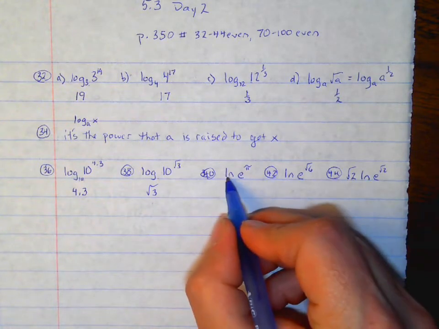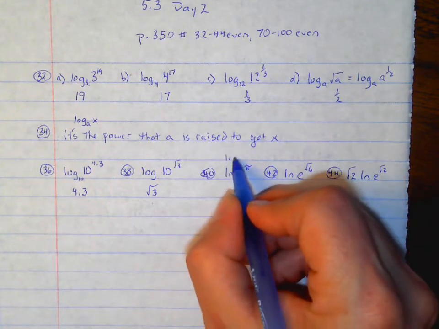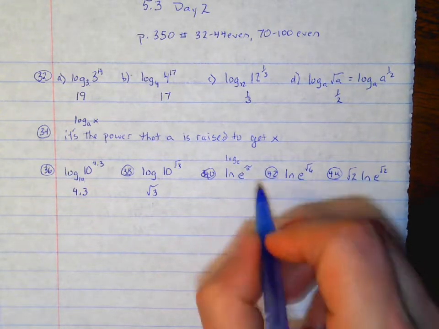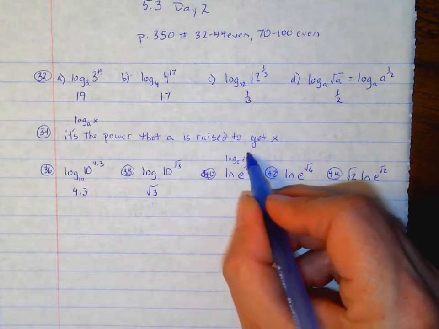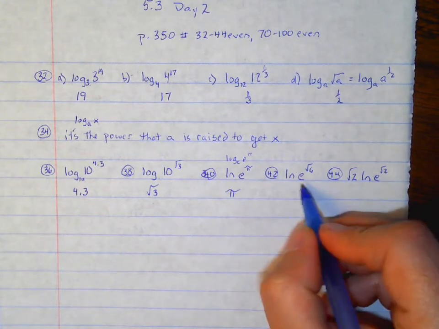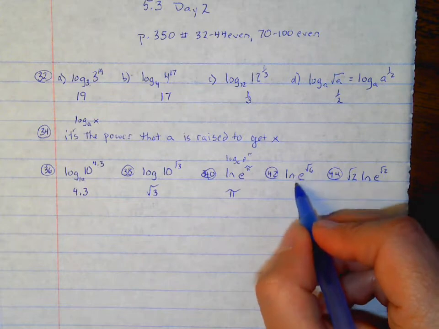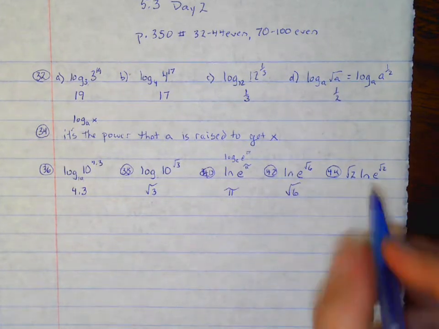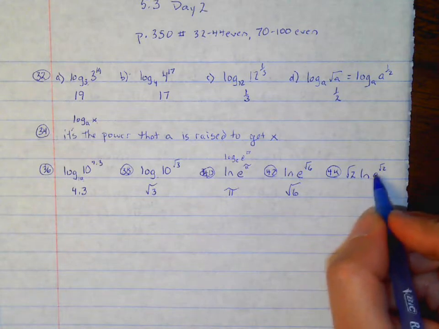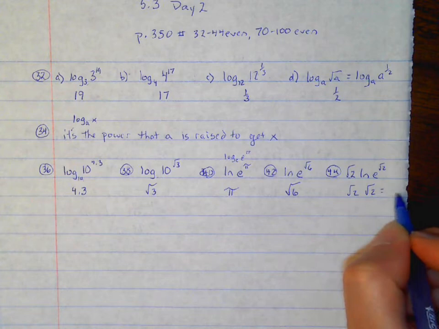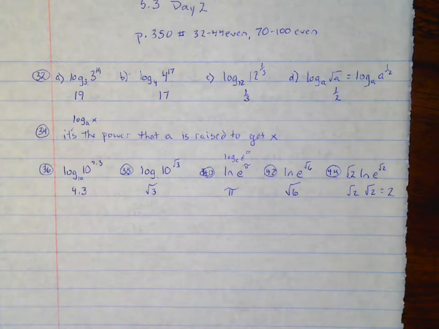Okay, natural log is the same as log base e. So that log base e is our natural log. So of e to the pi, those e's will cancel, so you just have pi. Same thing here, log is log base e, so the e's cancel, so you just have the square root of 6. This would cancel out here, so that would be the square root of 2 times this square root of 2, which is the square root of 4, which is 2.